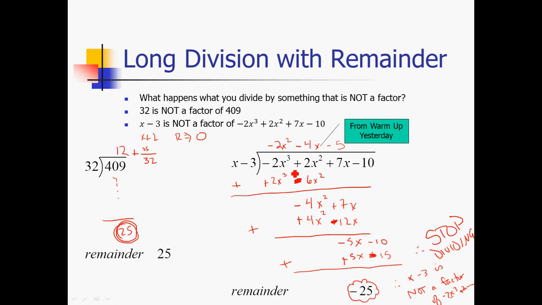x minus 3 fits into this cubic negative 2x squared minus 4x minus 5 times, and what? Negative 25 out of what you were dividing by. What were you dividing by? That's right, just like with numbers. 32 is not a factor of 409, therefore when you divide, you get an integer and a rational expression. Since x minus 3 is not a factor of this cubic, you get a quadratic and a remainder that is a rational expression. It's the same.